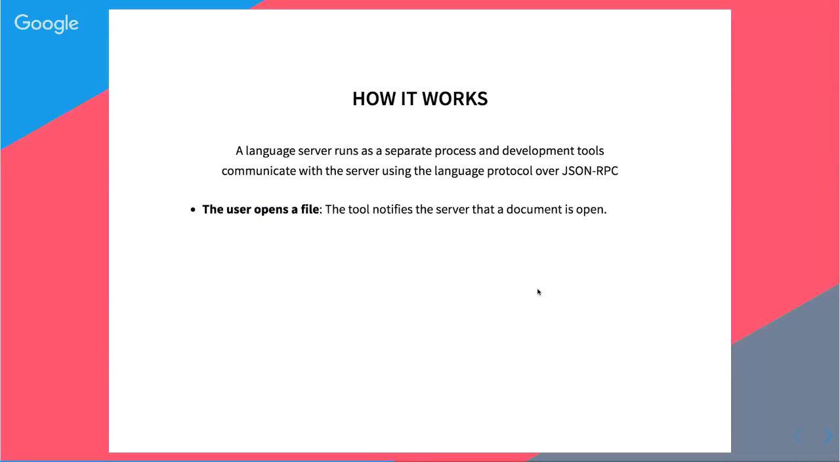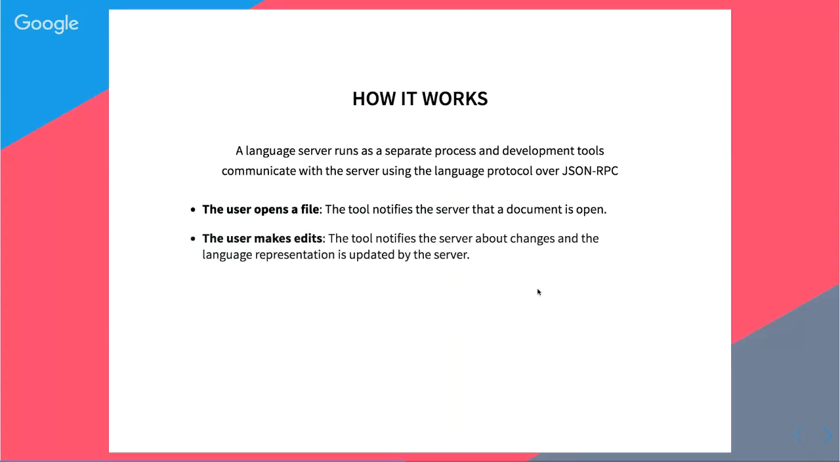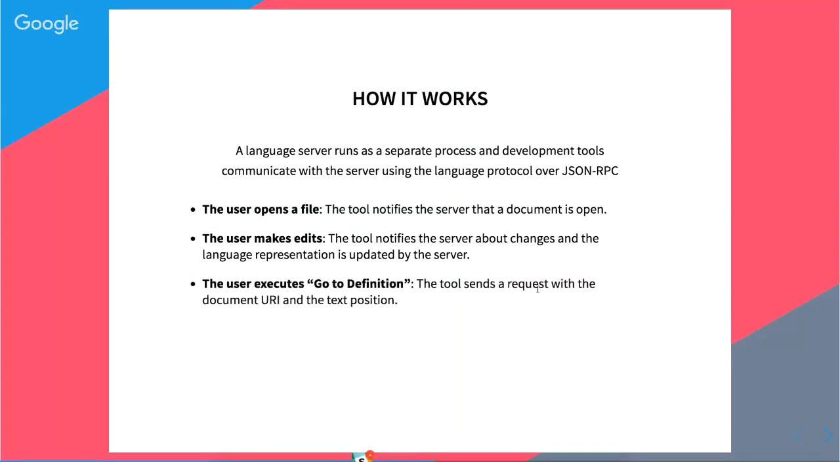So how it works. User opens a file, tool notifies the server the document's open. From this point on, the document is in memory in the tool, and it's the tool's responsibility to keep that document in sync with the server. When the user makes edits, the tool notifies the server about any changes, the language representation is updated by the server, and if there are any errors or warnings or other syntactical things about the document, the server will send notifications down to the tool. The tool will obviously then just show you these things. User executes go-to-definition. So this is like if your cursor is there and you want to select that word.